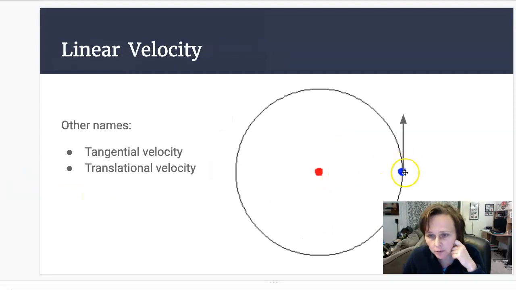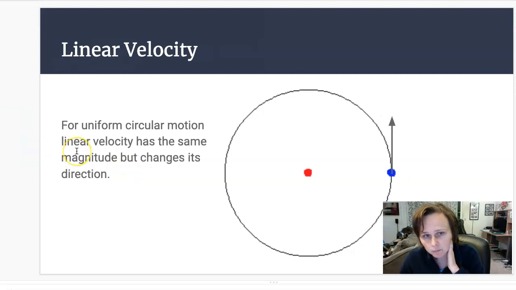The velocity of the object at every point of the circular path is tangential to the circle. It's perpendicular to the radius and tangential to the circle. That's why other names for the linear velocity are tangential and translational. For uniform circular motion, linear velocity has the same magnitude but changes its direction.